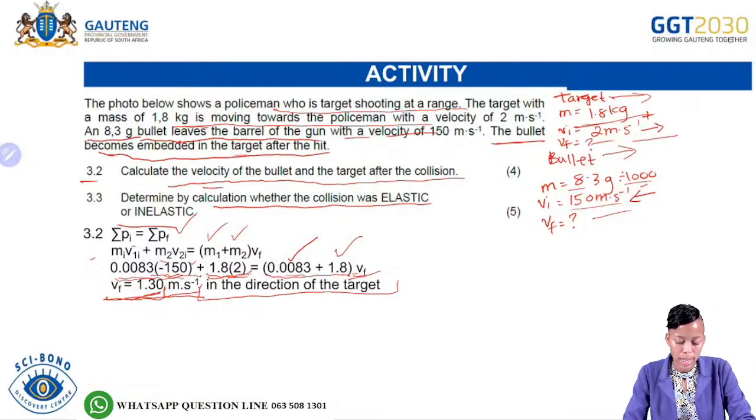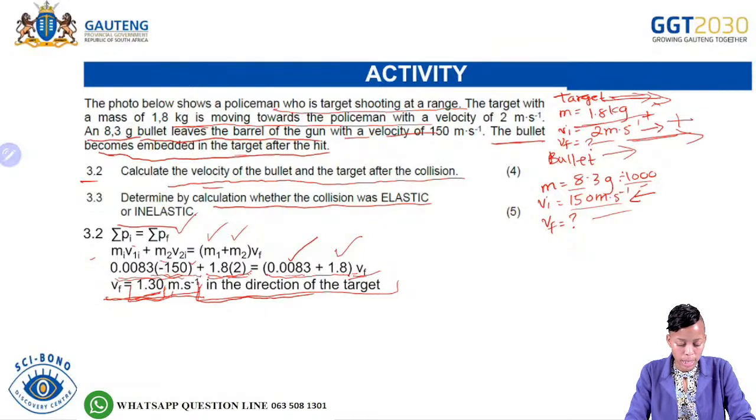You must also have the direction. So in this case, our direction is in the direction of the target. Remember we said the direction of the target. In this case we chose the target to be moving to the right. Wherever the direction is moving, which is to the right, if we have a positive answer, that would be indicating to the right. So that is why on this one our answer is positive. That is why we have it as in the direction of the target. Okay.